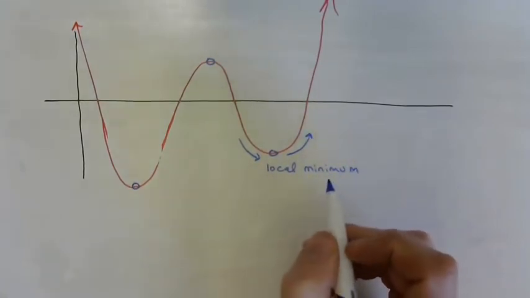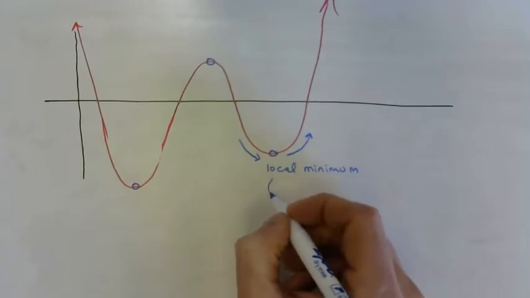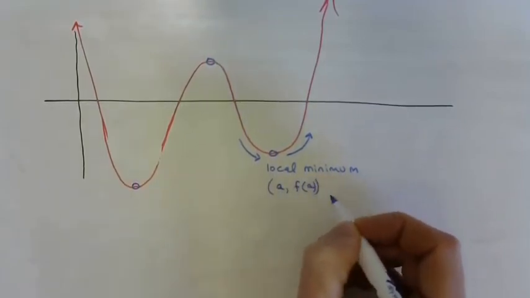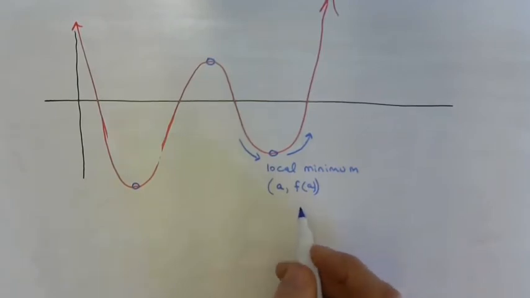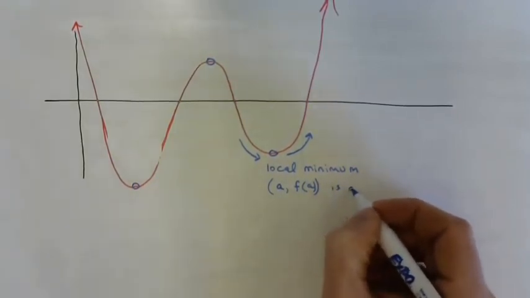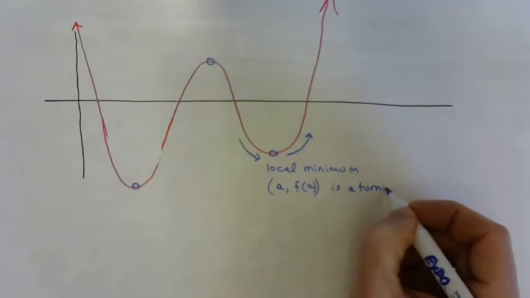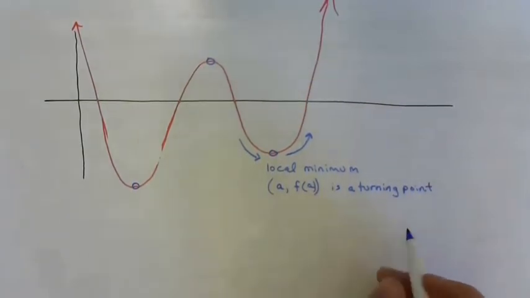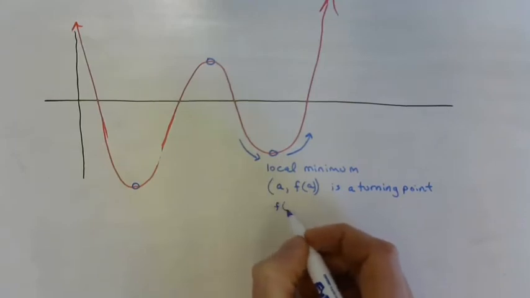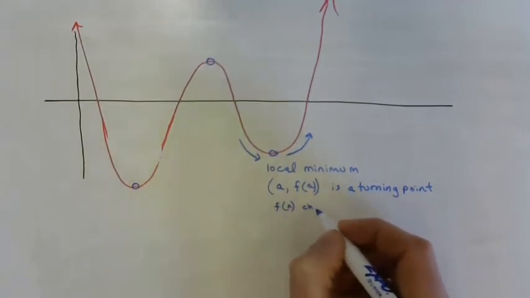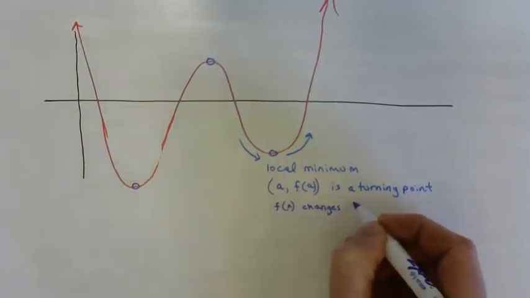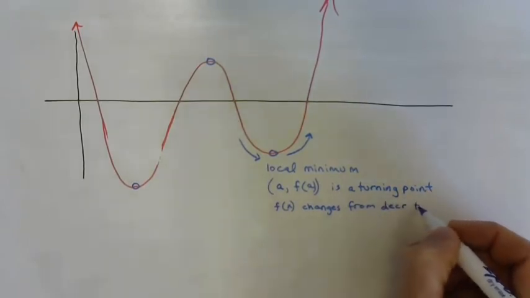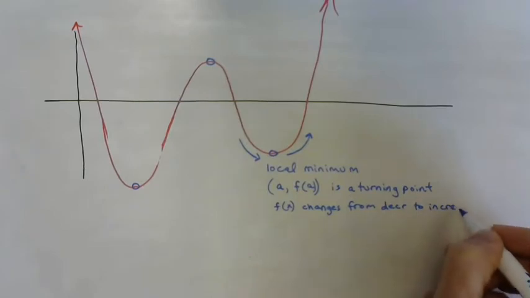Okay? So what is true at a local minimum? A, f of a, the coordinates of that point, is a turning point. f of x changes from decreasing to increasing.